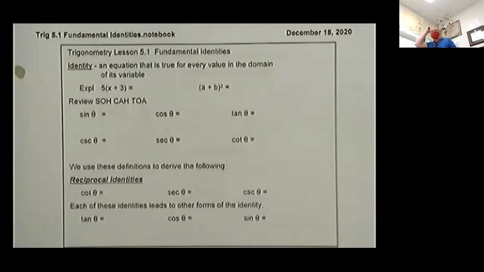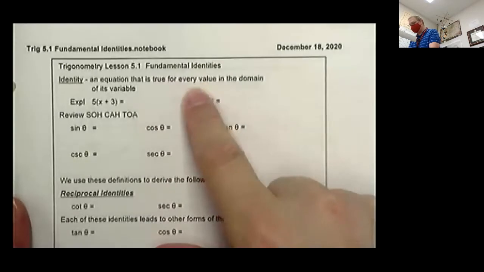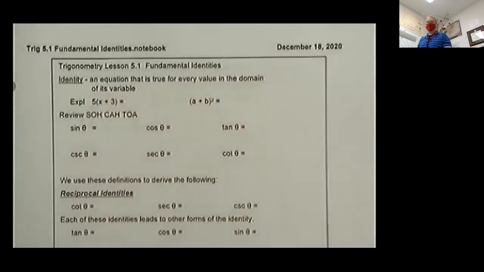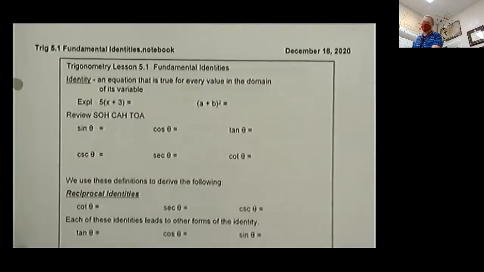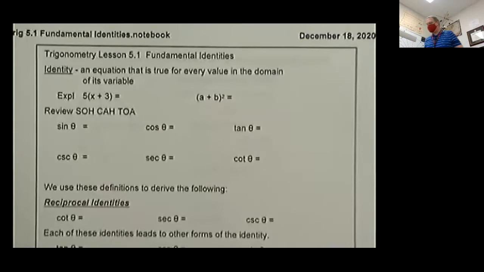All right, so what is an identity, a trig identity? Well, it's basically an equation with trig functions. And so we're going to define an identity as an equation that is true for every value in the domain of its variable. We've done a bunch of those in algebra. Algebra 2, you looked at identities. Any equation basically is an identity. We're going to apply everything we've learned to trig functions.